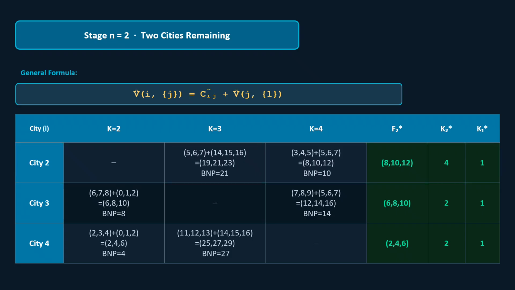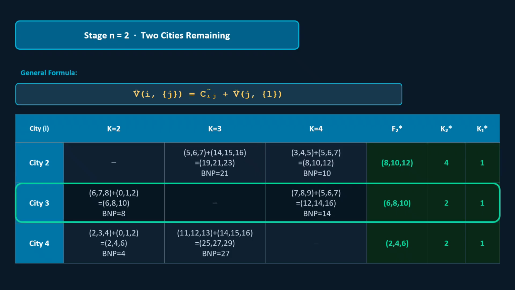Row 2, City 3. City 3 can go to either City 2 or City 4. Option K equals 2. City 3 travels to C2. The cost is 6, 7, 8. Then C2 returns to C1, which was 0, 1, 2 from stage 1.